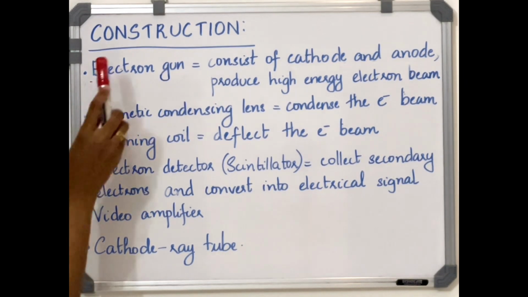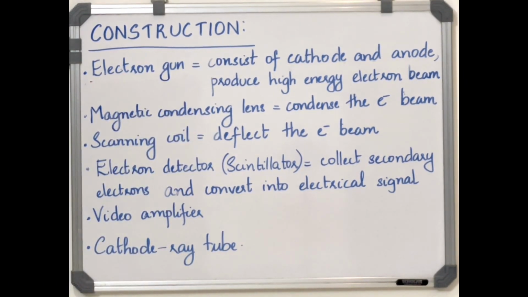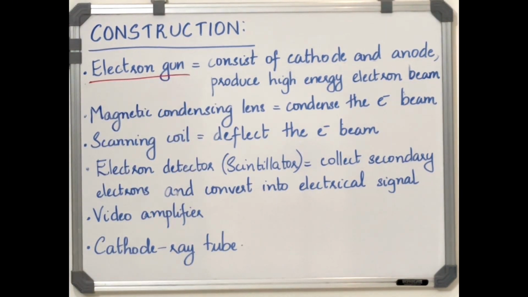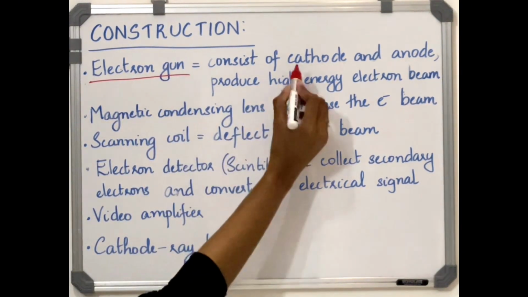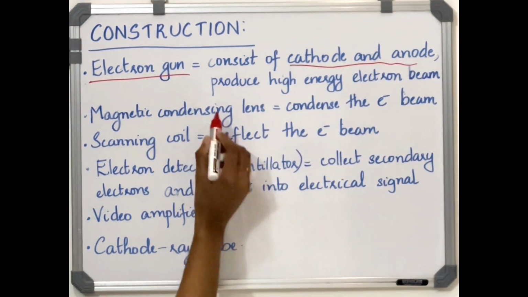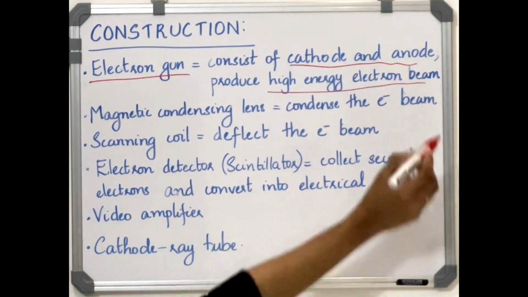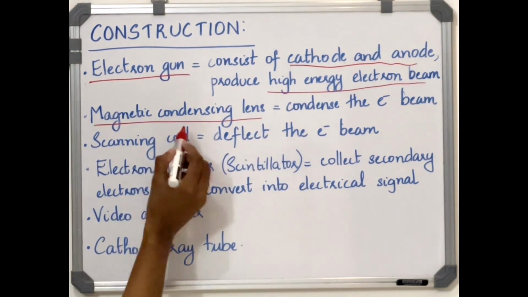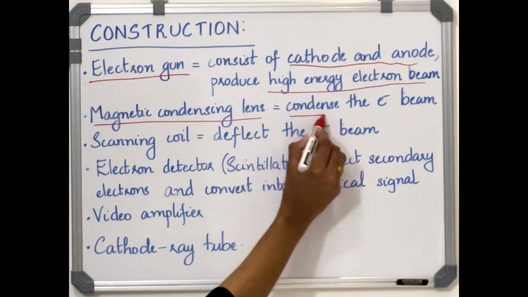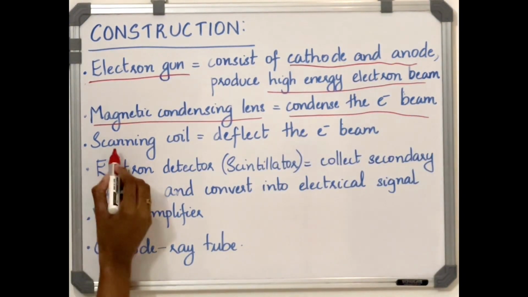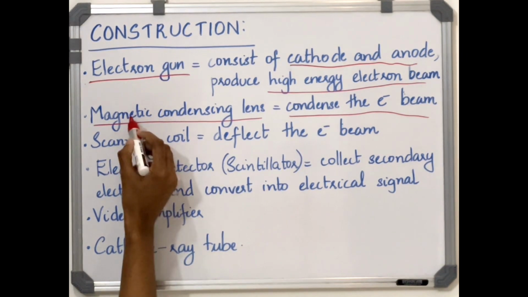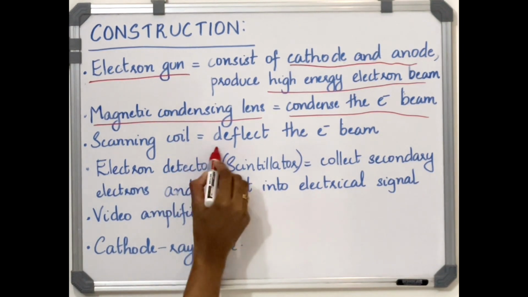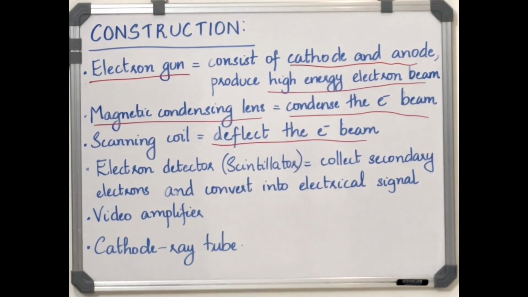Now let's look into the construction of the scanning electron microscope. It consists of an electron gun. As we have said before, the electron gun consists of a cathode and anode, and it produces a high energy electron beam. Then there is a magnetic condensing lens, which condenses the electron beam. Then there is a scanning coil arranged between the magnetic condensing lens and the sample. The function of the scanning coil is to deflect the electron beam over the specimen.